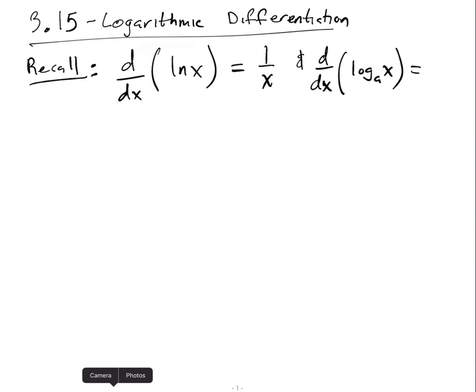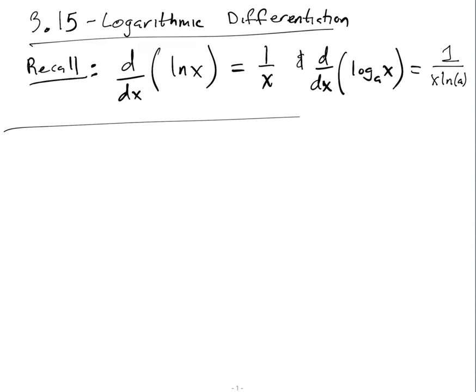Where does the ln of a go? Yeah, on the bottom, right? So 1 over x times ln of a. You can just use the change of base formula to get it. So it's nothing fancy, really. Okay, so that's the derivative of the logarithm.